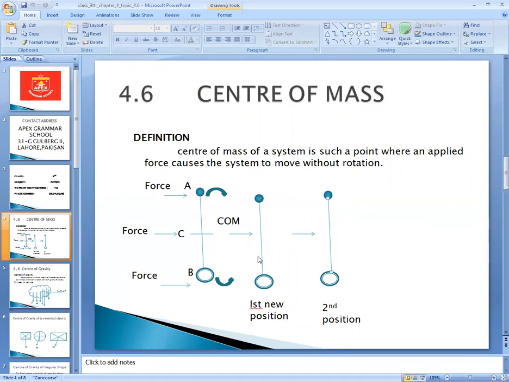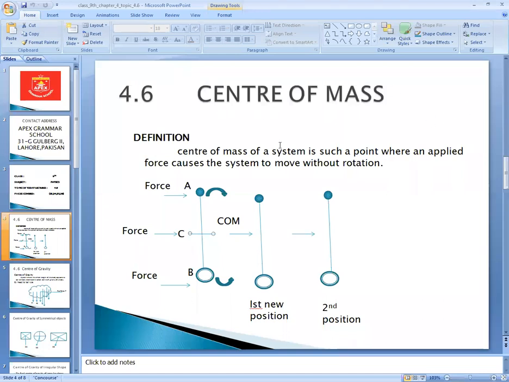This is the first translation, and this is the second translation, or you could say the new position. This is the only point where the body is not rotating, it is moving. So this will be my COM point, called the center of mass. This is the end of the definition of center of mass.